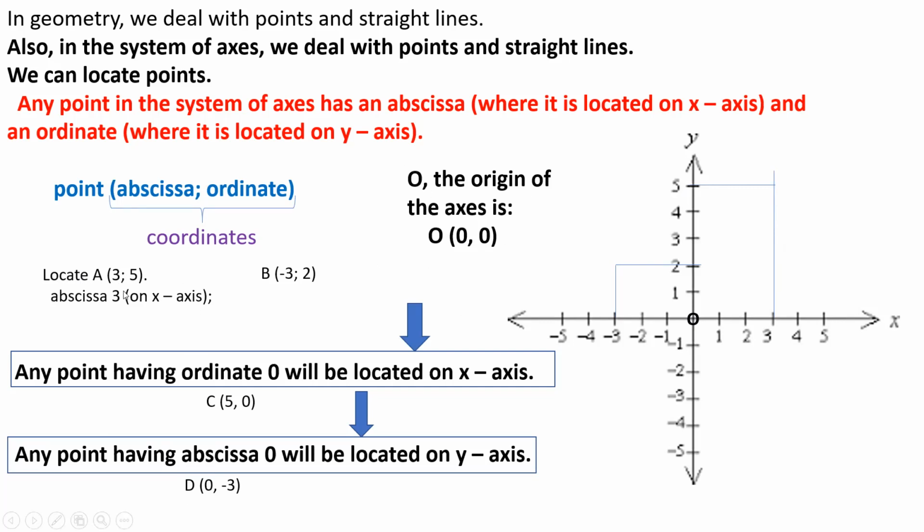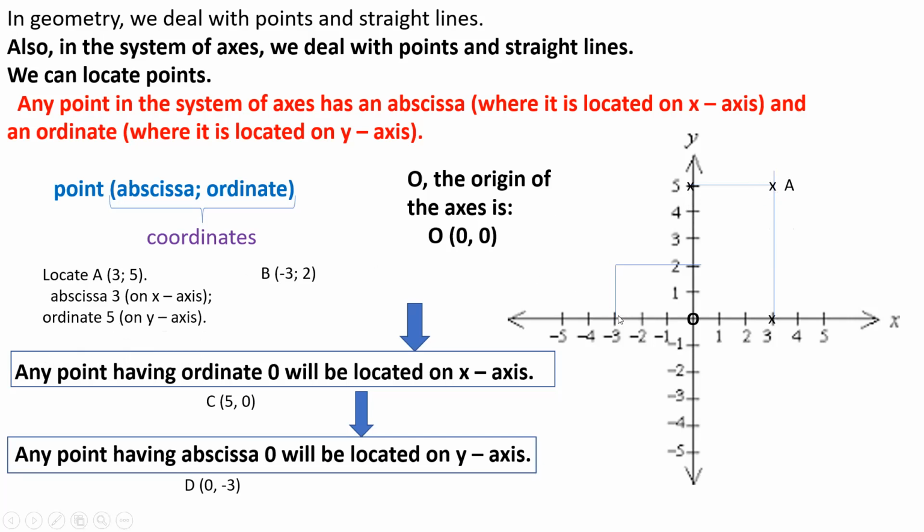So in A, the abscissa is 3 on the x-axis and the ordinate is 5 on the y-axis. Where they intersect, I put an x. This is point A.